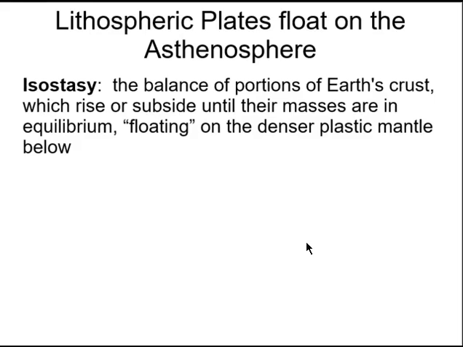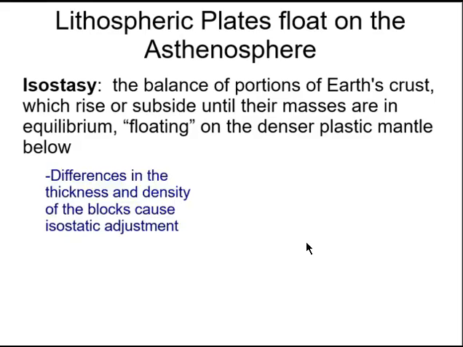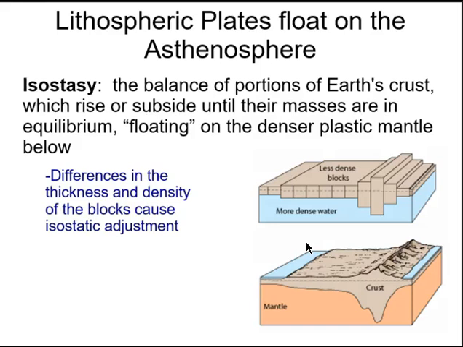So we can reference isostasy by thinking about what happens if you place a bunch of blocks that have different thicknesses into water. Differences in the thickness and the density of the blocks cause isostatic adjustment. So we can see over here in this little image, we've got all of these blocks that are different sizes, and therefore the blocks that are smaller are not going to rise up as high, and they're also not going to sink down as low. Whereas these really long blocks, they're going to sink down much lower, and they're also going to rise up higher.